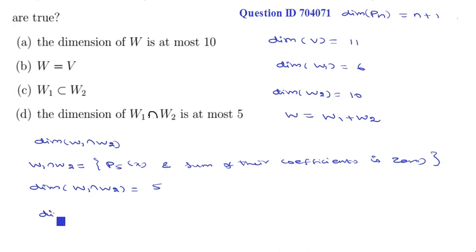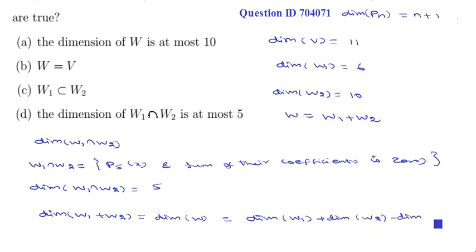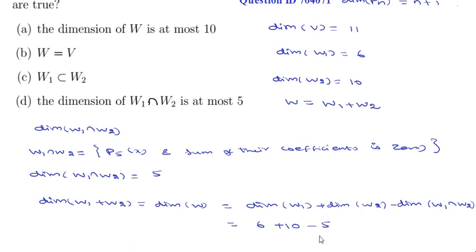Now we will find dimension of W1 plus W2, that is nothing but dimension of W. We have the formula: dimension of W1 plus dimension of W2 minus dimension of W1 intersection W2. So dimension of W1 is 6, dimension of W2 is 10, dimension of W1 intersection W2 is 5. Therefore, we get the answer as 11. So this is dimension of W.